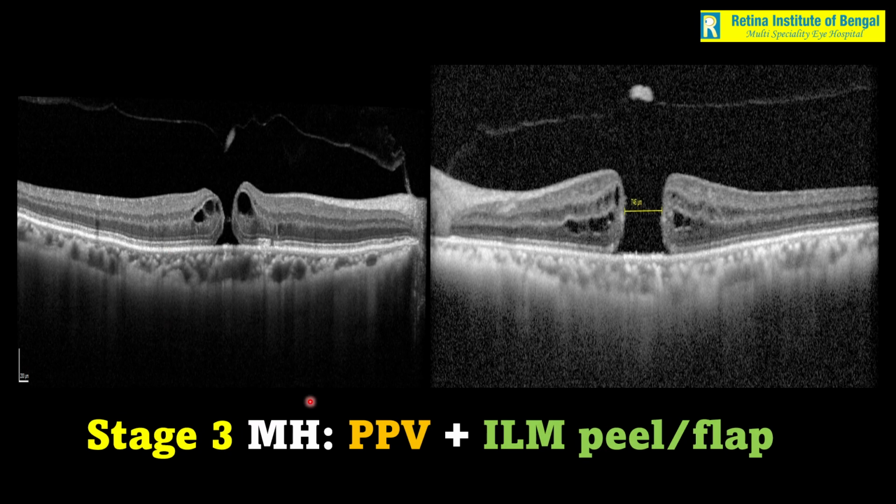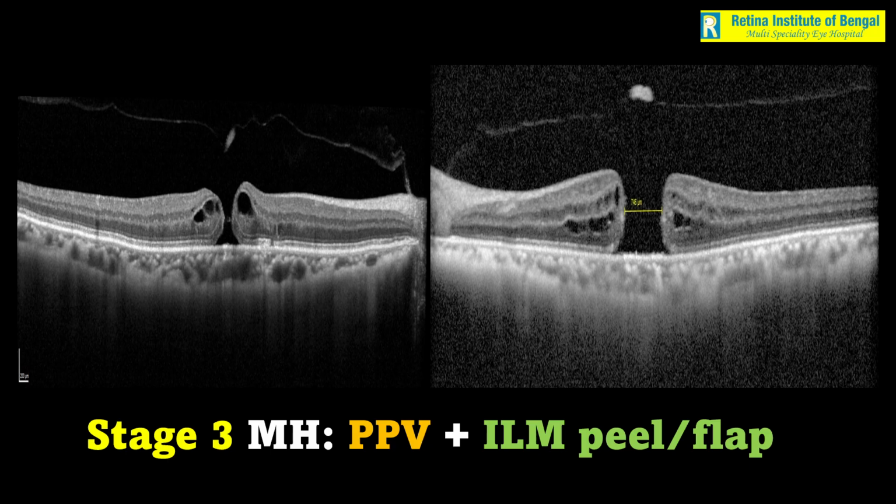In stage 3 macular hole, usually the holes are larger, like in this case, and therefore vitrectomy alone may not be enough, and you probably also need to do ILM peeling. In a large hole like this case, a 746 micron separation, you may even have to consider doing an ILM flap. What ILM peeling, ILM flap, and all those techniques are, we will discuss in a subsequent presentation.